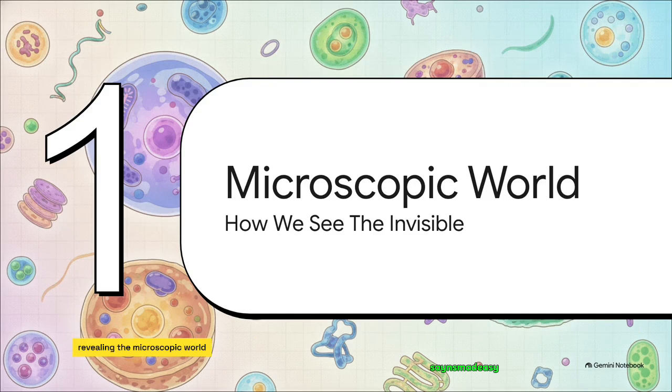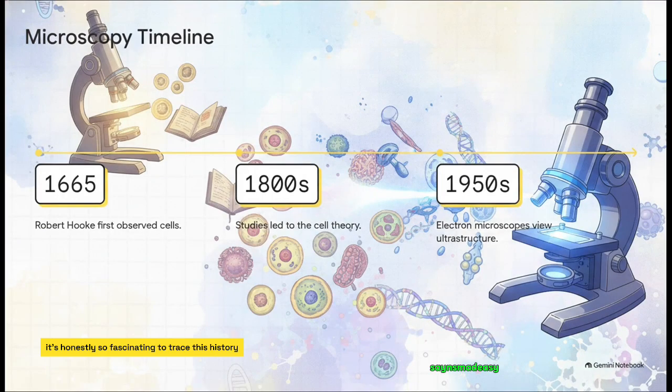Revealing the microscopic world, how we see the invisible. It's honestly so fascinating to trace this history. Way back in 1665, Robert Hooke first observed cells. Fast forward to the 1800s, and scientists established cell theory, realizing that all living things are composed of these units. But the real game changer, that came in the 1950s. The invention of powerful electron microscopes, which use a beam of electrons instead of light, finally allowed scientists to resolve biological structures as incredibly small as 2 nanometers. To put that into perspective, that's magnifying them up to 100,000 times.